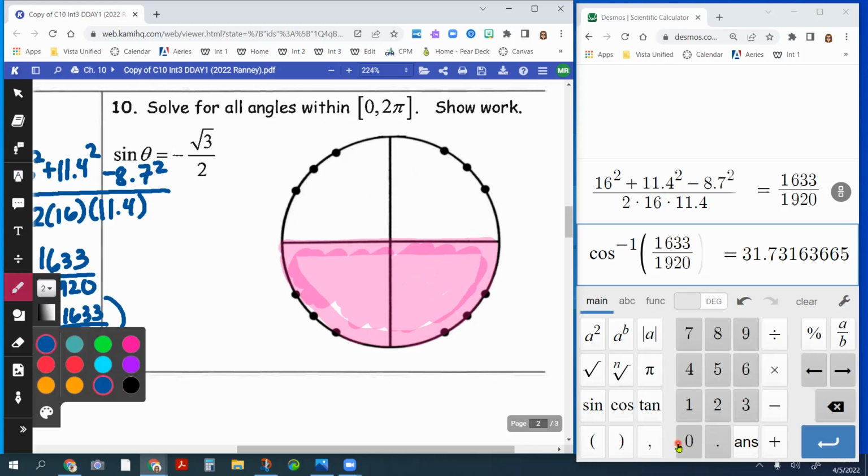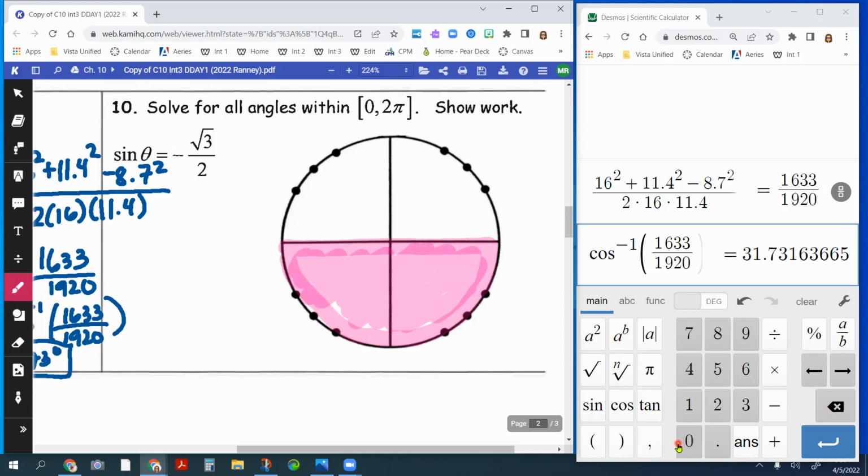And my sine is my y, so my root 3 over 2 is long. So I want short long, which is going to put me right here, and short long, which is going to put me right there. So these are thirds. So this is going to be 4 pi thirds, and this one's going to be 5 pi thirds. And those are our two answers.